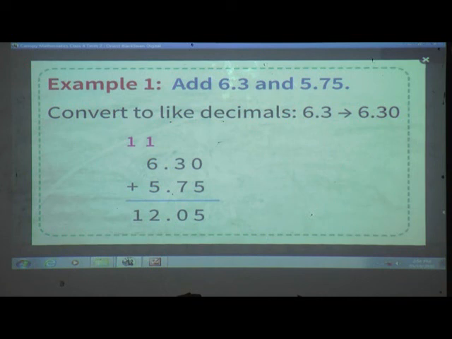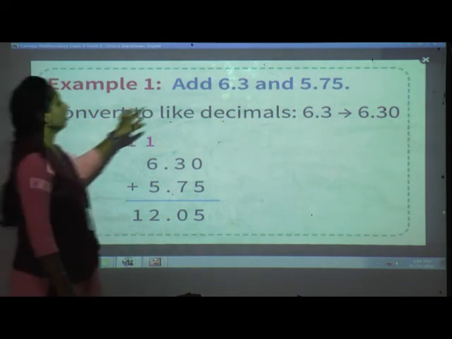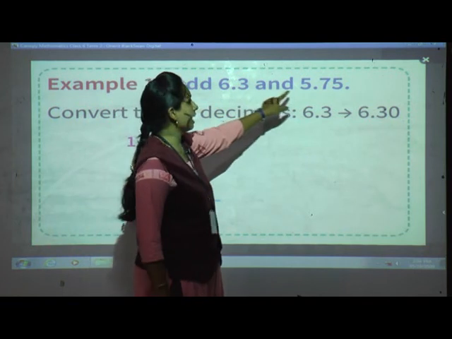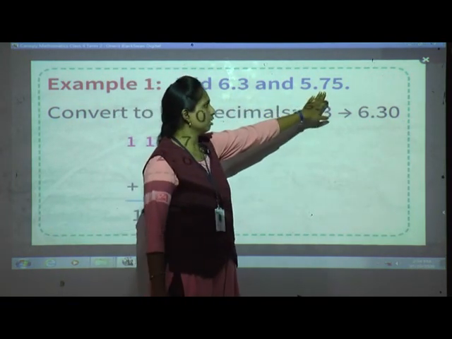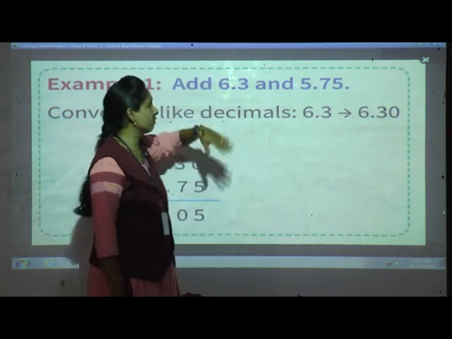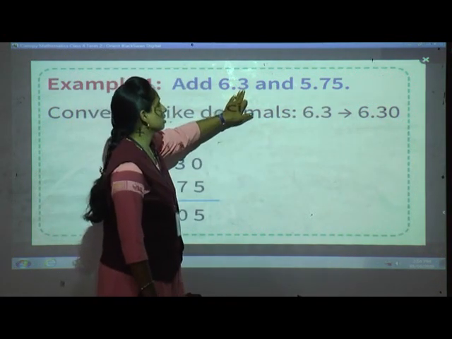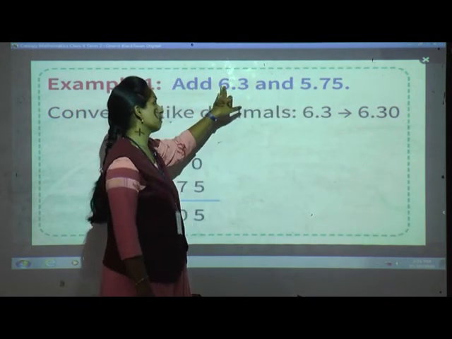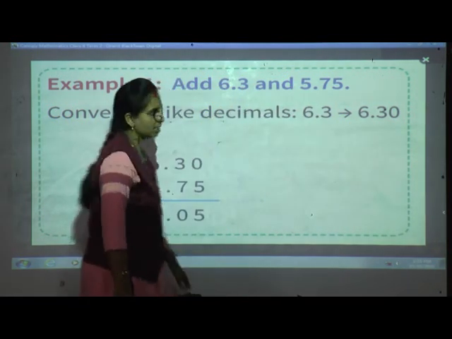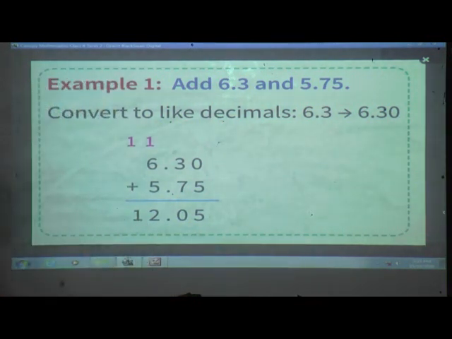Now here you can see 6.3 and 5.75. After the decimal point there is 1 digit in one and 2 digits in the other. First we need to convert them into like decimals. So here you can add 1 zero: 6.3 means 6.30.